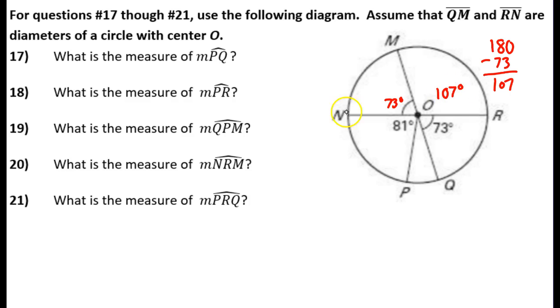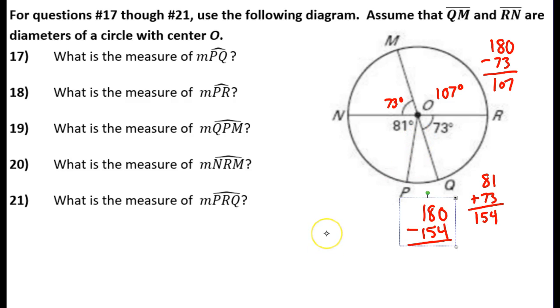You also know that from N to P to R, this is the diameter, so these three angles must add to 180. So I can take 81 plus 73, that gives me a total of 154, and now I want to subtract that from 180, and that will give me this angle here. So when I subtract, you're going to have to borrow here. So you get 26 degrees. So this is 26 degrees.